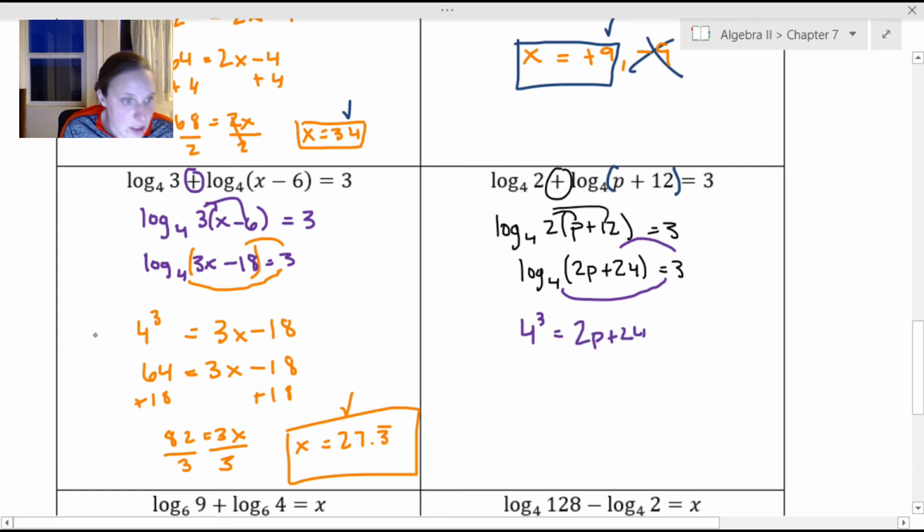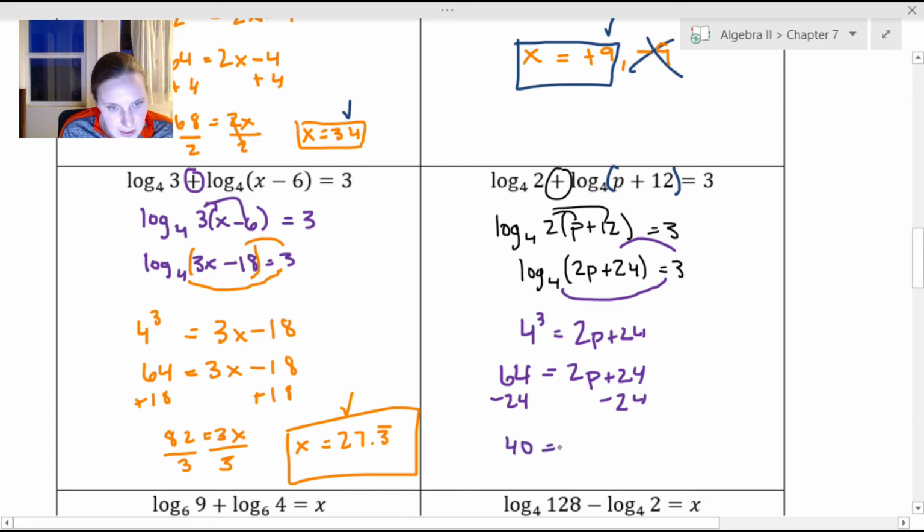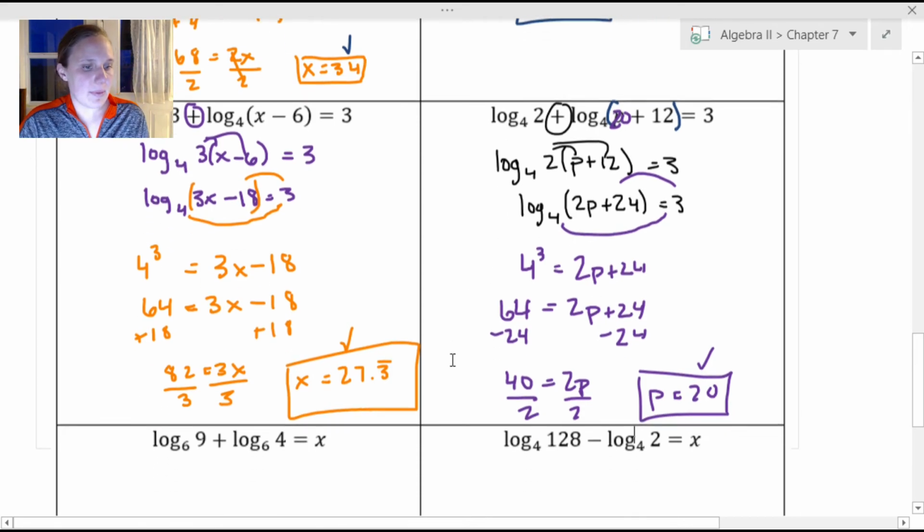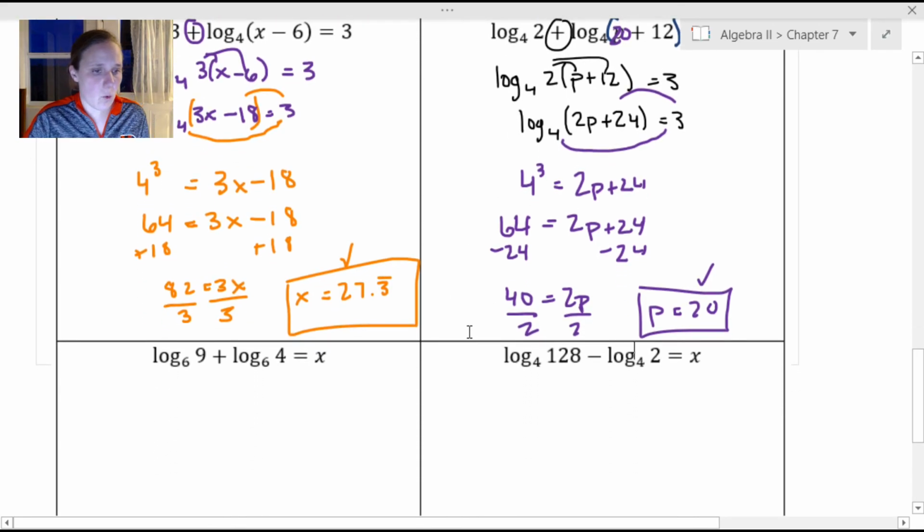I'm solving it. We just did it. 4 cubed over here is still the same. It's 64. 2p plus 24. I subtract 24 from both sides. 64 minus 24 is 40, I think, and it's equal to 2p. I divide by 2. So p is going to be 20. That's positive. It's looking good. 20 plus 12 is still positive, so that works out.